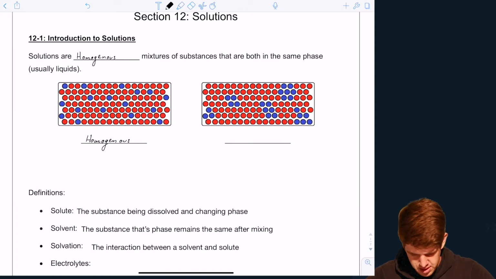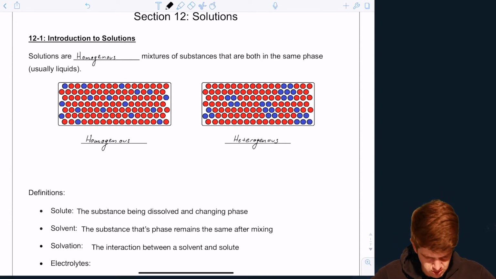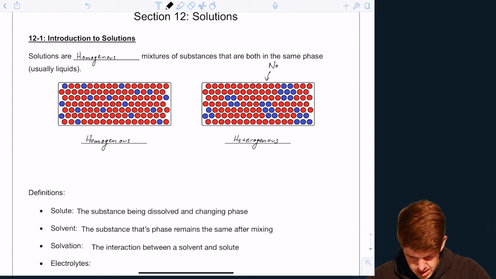And this one on the right would be called heterogeneous. So however you want to pronounce homogeneous or homogeneous, both will work here. And it's just going to be important just to say that this is not a solution.